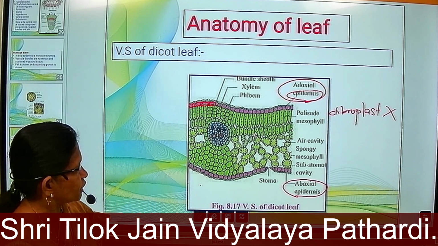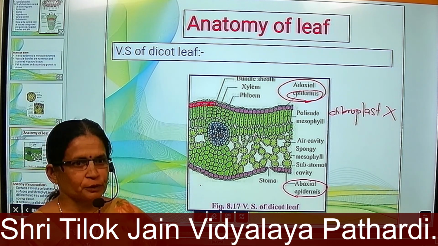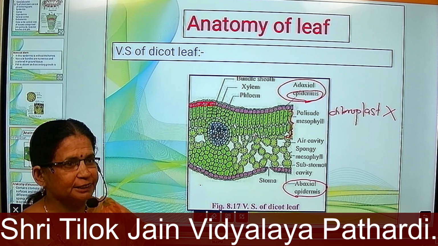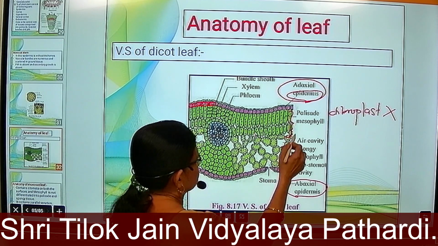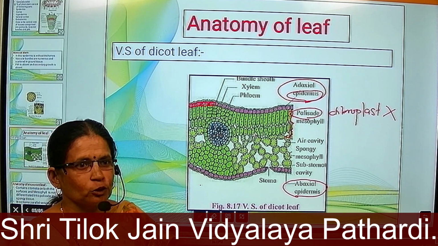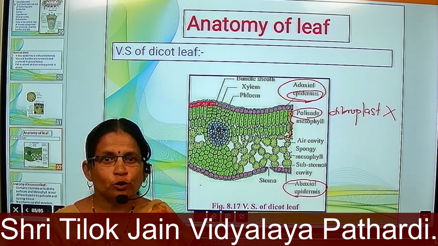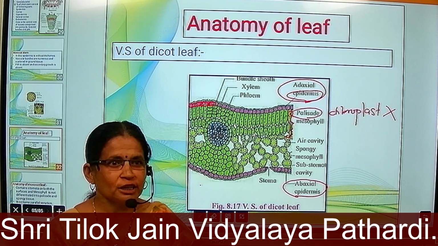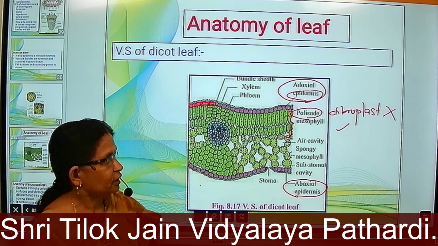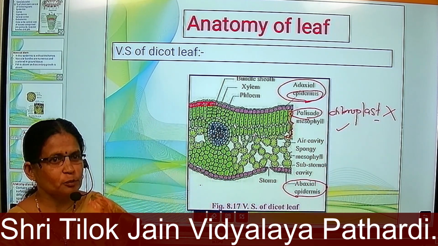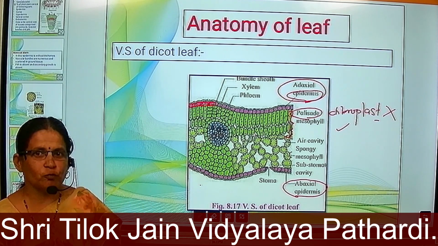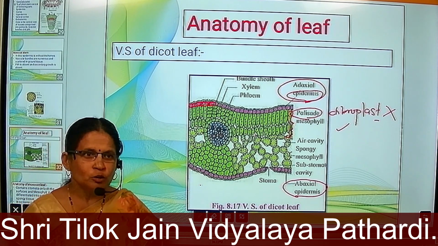Below the upper epidermis, there is the mesophyll. The mesophyll is differentiated into palisade and spongy tissues. Both are present in the region of the mesophyll, just below the upper epidermis, and the palisade consists of closely packed elongated cells. The cells contain abundant chloroplast, which is helpful in the process of photosynthesis.